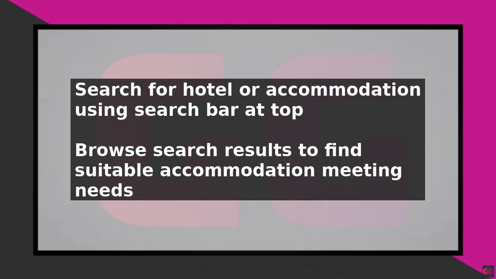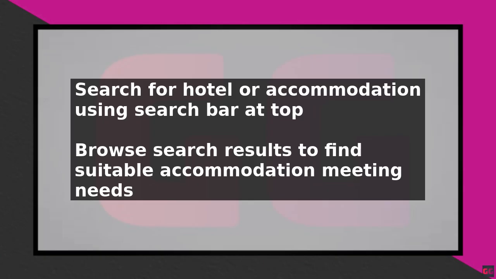Next, search for a hotel or accommodation that you wish to book. Using the search bar at the top of the page, enter your destination, travel dates, and number of guests, and click on the search button. Browse through the search results to find a suitable accommodation that meets your needs.